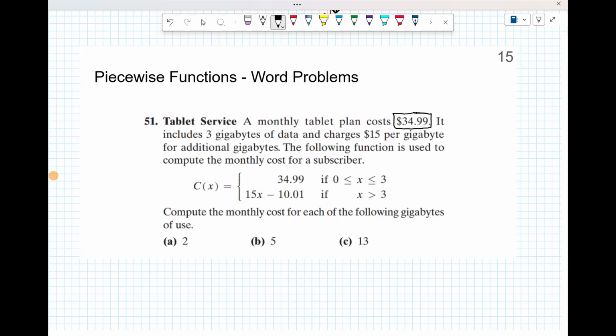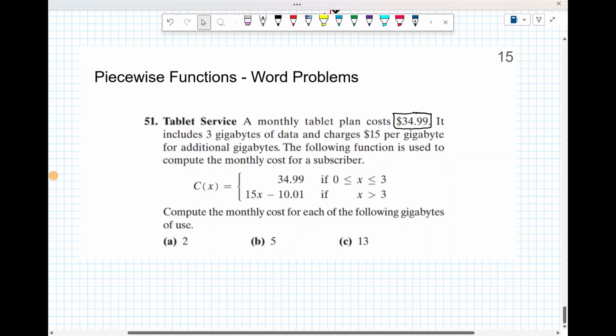Now, what ends up happening is that we use this function if x is greater than 3. Where that function comes from is not important right now. You just have to trust that it will work. All right, so let's start with this.